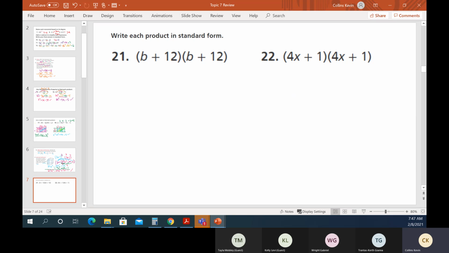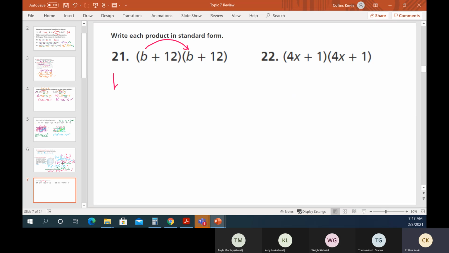Okay, so this says write each product in standard form. So what we really have here is these are squares. So we'd have (b + 12) squared, and we have (4x + 1) also squared. Standard form, though, means all written out with the individual terms. So again, this is going to show us the pattern that we were talking about in the last ones. All right, so let's go ahead and FOIL.